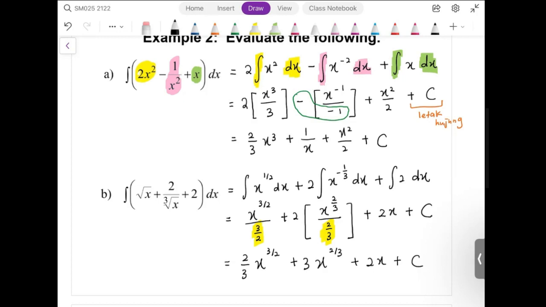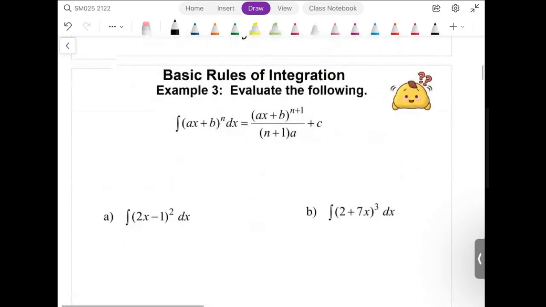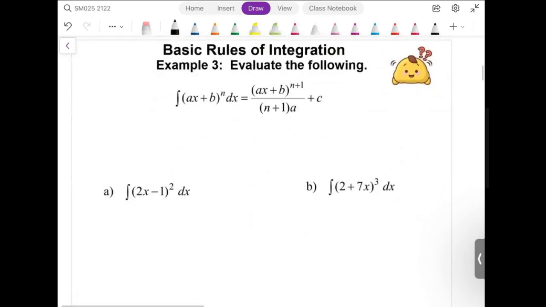Okay, settle with this basic rule. Moving on, our last basic rule is whenever we have a linear function to the power of n. So what I mean by linear function? X is to the power of 1. So kat sini dia letak contoh ax plus b lah. Itu memang general form untuk linear function to the power of n.